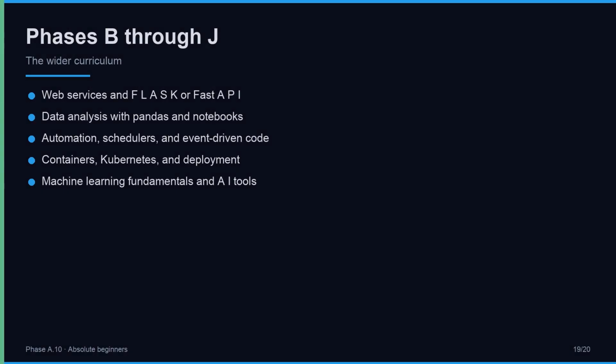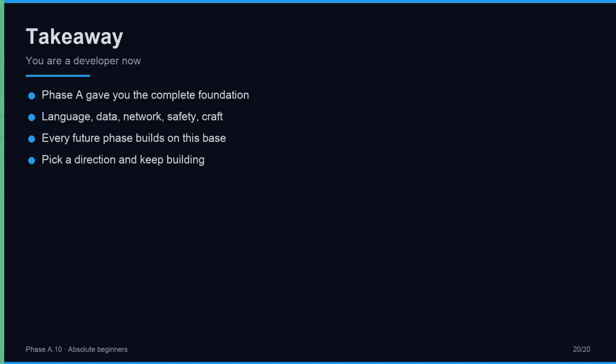The wider curriculum opens many doors. You can build web services with Flask or FastAPI, turning functions into endpoints anyone on the internet can call. You can analyze data with pandas and notebooks, the daily work of a data scientist. You can write automation that runs on a schedule and responds to events. You can package your code into containers and deploy it to Kubernetes. And you can step into machine learning fundamentals and AI tools. Every one of these directions uses the foundation you built in Phase A. The hard part is behind you. Many doors are open.